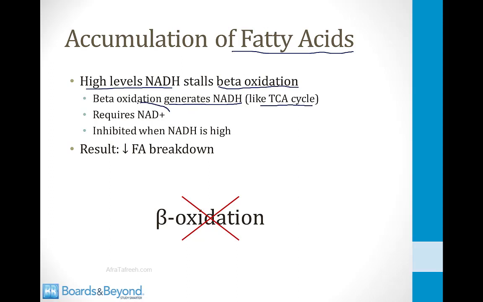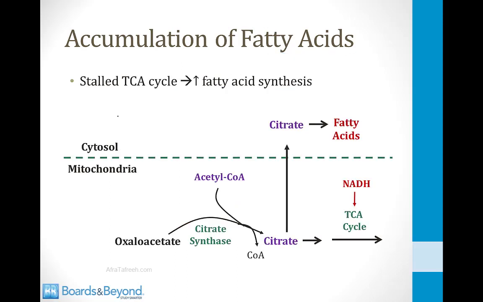This means it requires NAD plus in order to function, but as we have been discussing, in alcoholics, all the NAD plus is tied up in the form of NADH. This means the process of beta oxidation is going to be inhibited when levels of NADH are high, and therefore there will be less fatty acid breakdown from inhibition of beta oxidation. In addition to less fatty acid breakdown, there is also an increase in fatty acid synthesis in alcoholics, and that is because, once again, the TCA cycle is stalled.